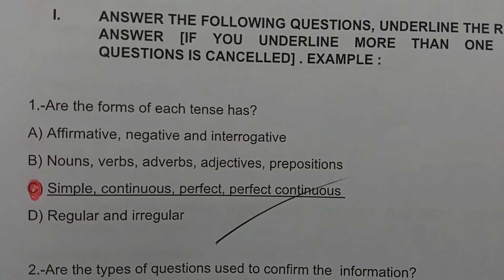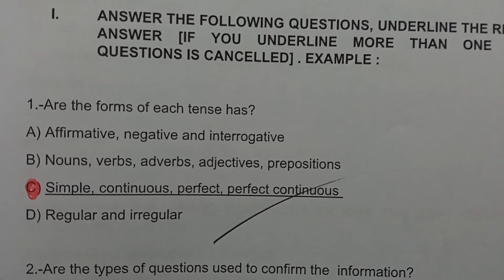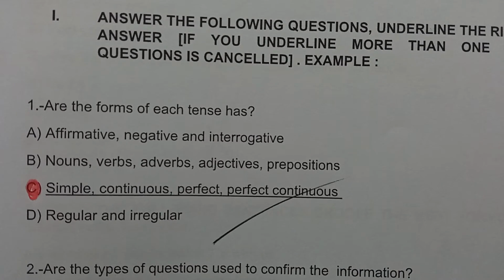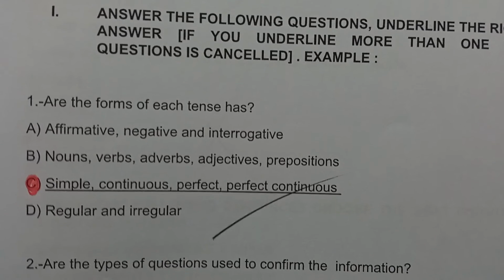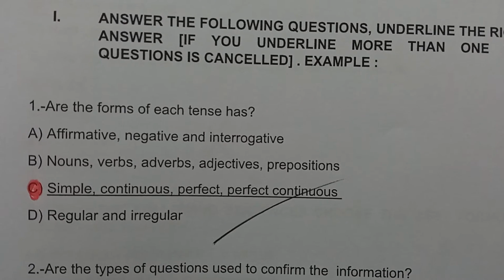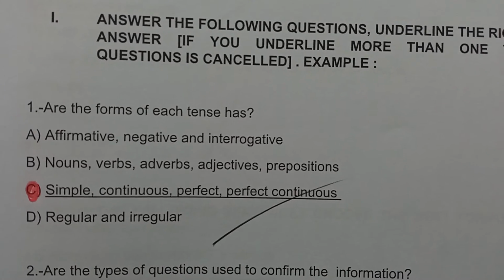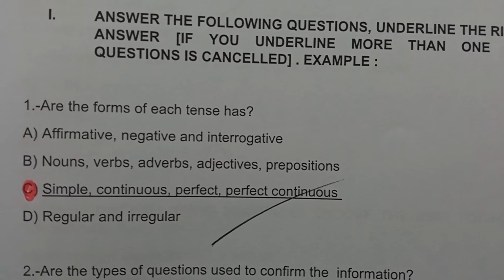Letter C, simple, continuous, perfect, perfect continuous. And letter D, regular and irregular. Letter D are types of verbs. Son los tipos de verbos, regulares e irregulares. Por lo tanto, la correcta es letter C.